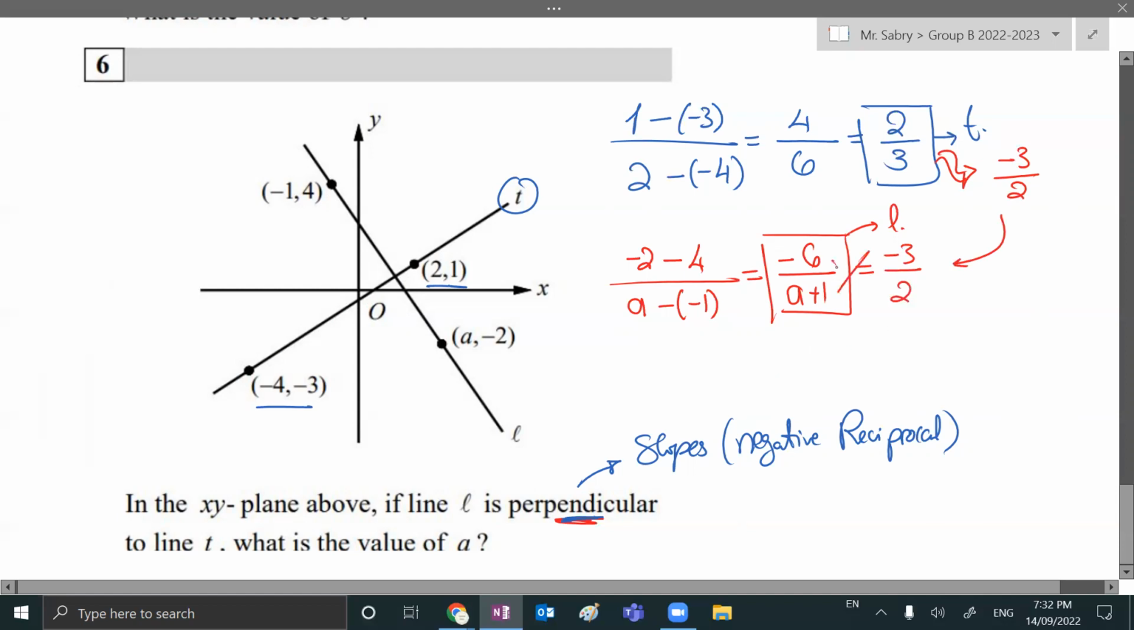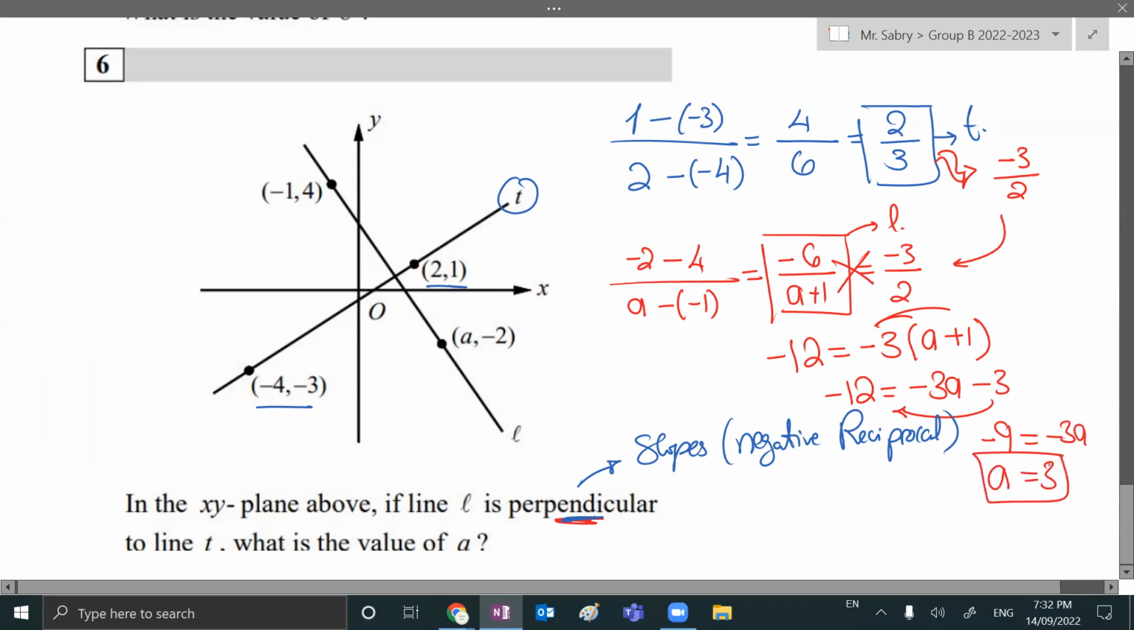And I'll do cross multiplication because I have two fractions that are equal. So now negative 12 is supposed to be equal to negative 3, and then I'll open a bracket of a plus 1, and I'll close that bracket. I'll distribute the negative 3, so negative 12 will be equal to negative 3a minus 3. Move the negative 3 to the other side, so negative 9 is equal to negative 3a. A will then be equal to positive 3, and that is the value of a.